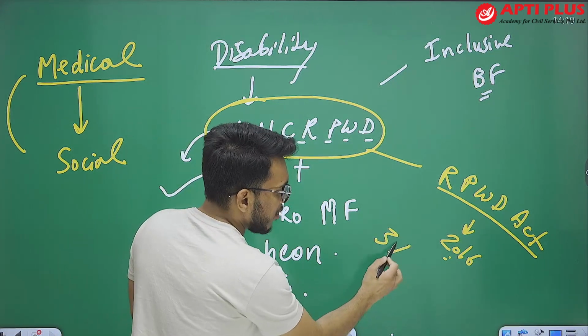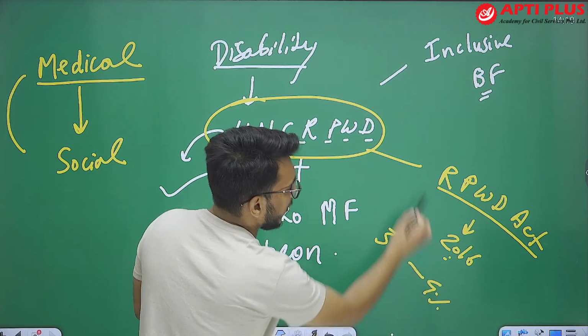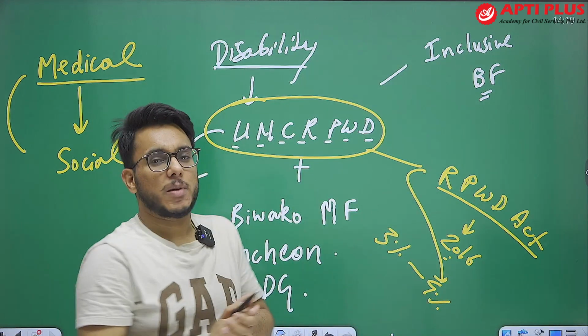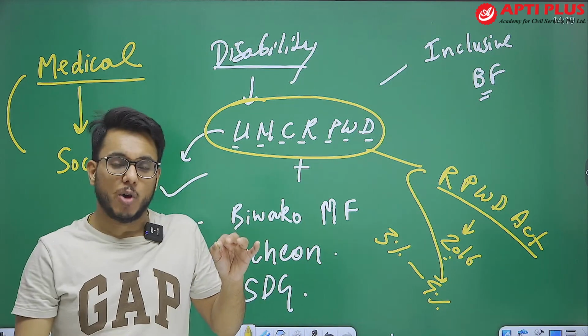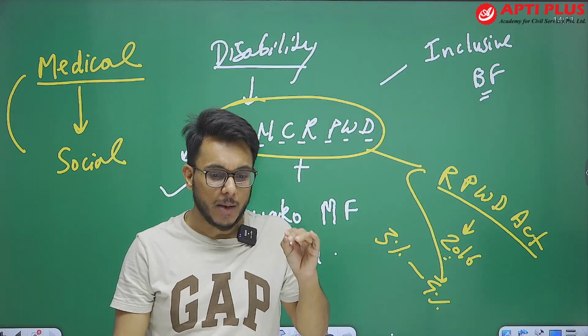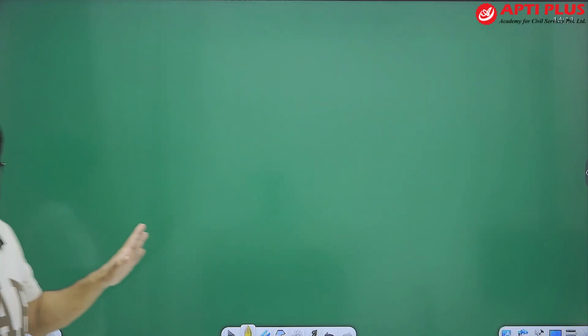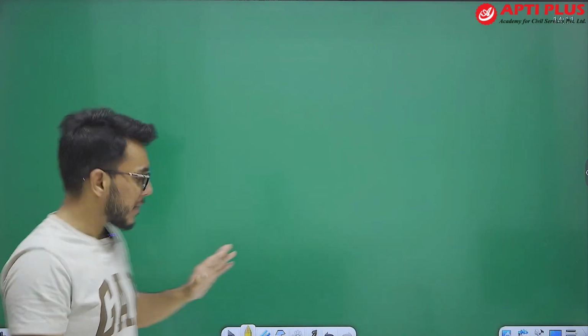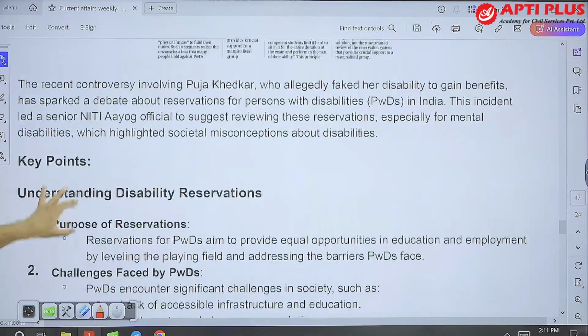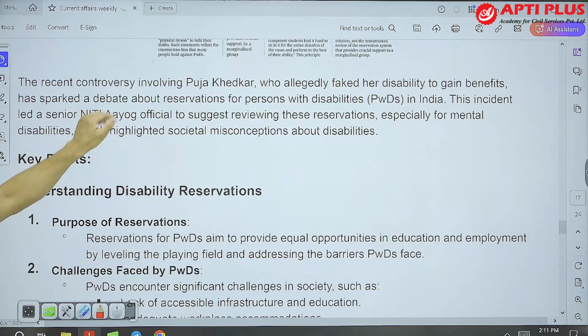Earlier the reservation was 3%. Now it has increased to 4% through this Act. So 4% of government jobs are reserved for disabled people. Now, what is the issue? The issue is that one of our Niti Aayog officials suggested that these reservations are to be reviewed.